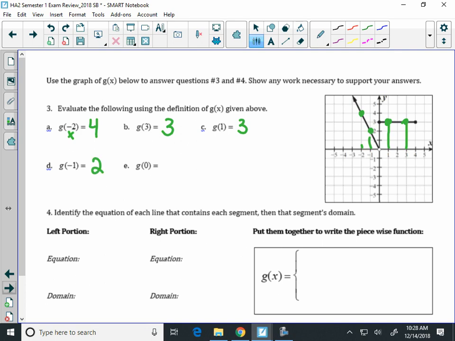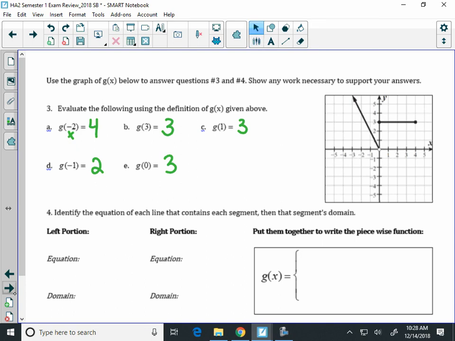The only difficult part of this whole function is looking at g of 0. When I look at 0, I notice I have an open dot and a closed dot. You need to use the value at the closed dot. The open dot means it's a placeholder, but there's no actual value for the function there. The closed dot is where you have the value, which here is at 3.